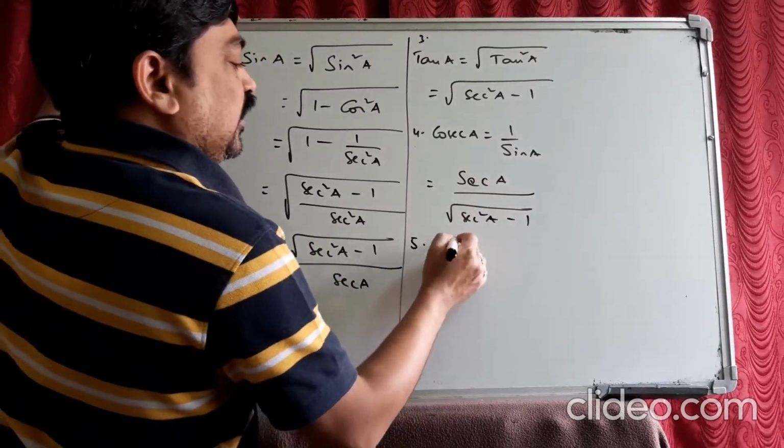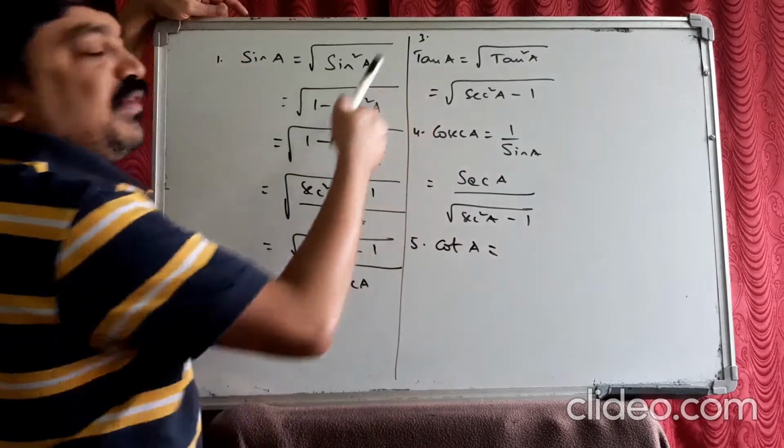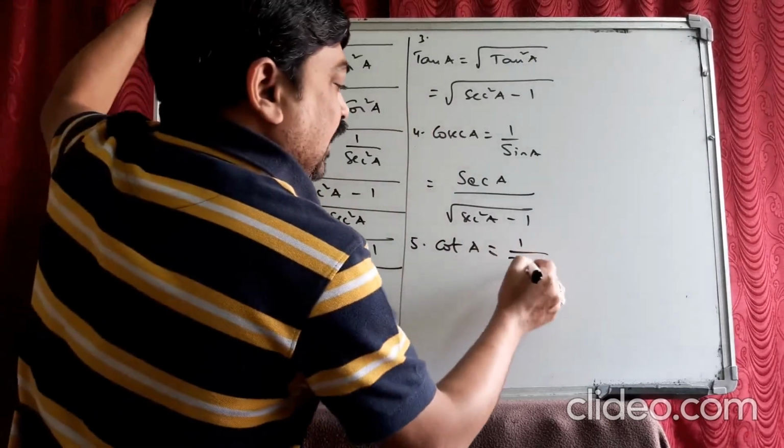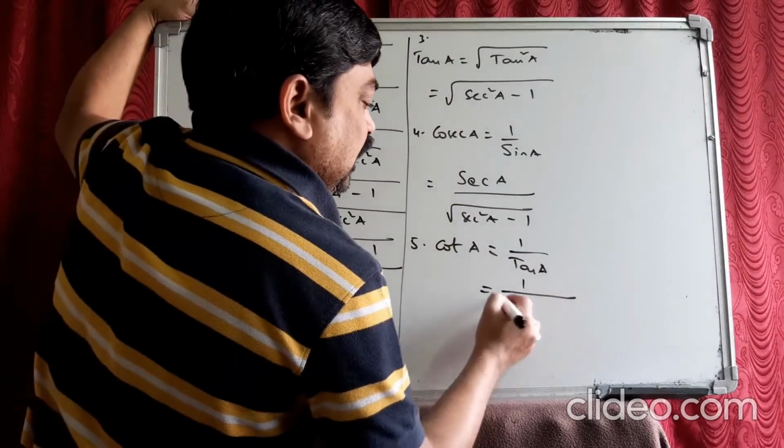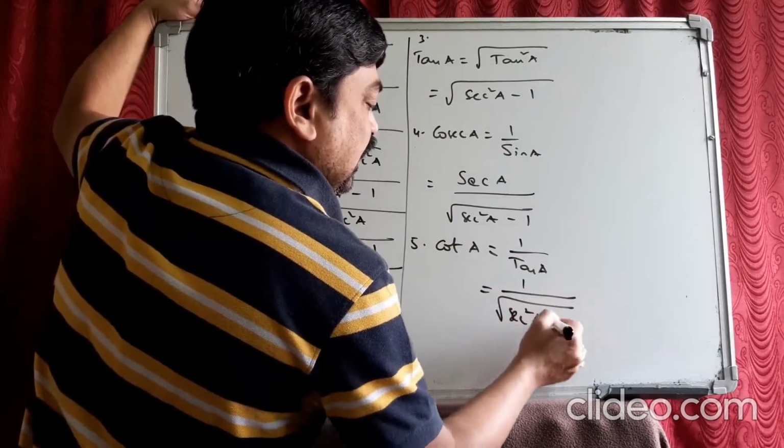Which one is cot A? Cot A. We have the tan A value here. You can write 1 by tan A. Just reciprocate the value of tan A: 1 by root of secant square A minus 1.